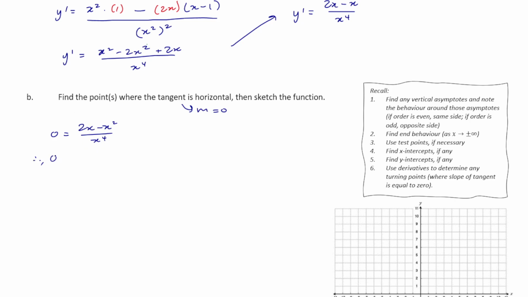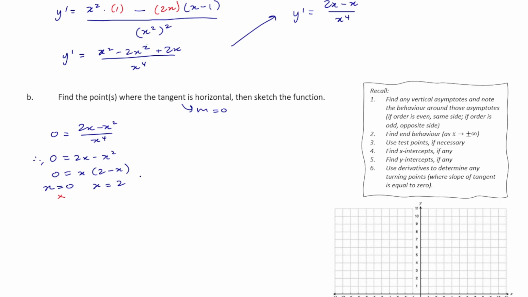So therefore, 0 is equal to 2x minus x squared. 0 is equal to x times (2 minus x). And so that means that x could be equal to 0 or x could be equal to 2. We're not going to count x is equal to 0. That's not a possible answer because we know we have a vertical asymptote at x is equal to 0. So the only place where there could be a horizontal tangent is at 2.